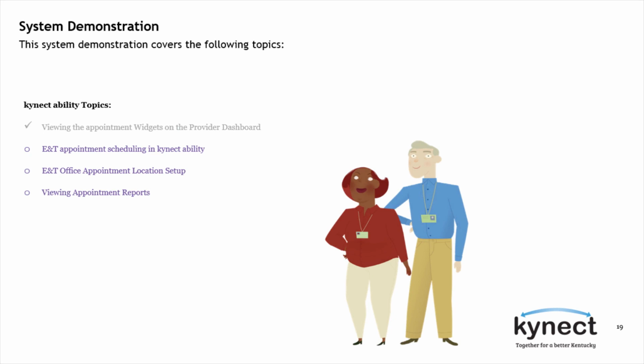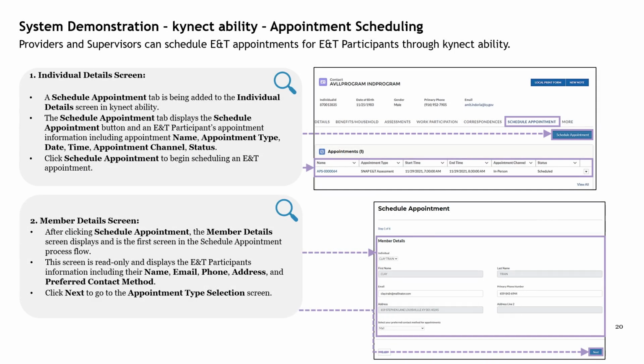Now, we shift our focus to scheduling an ENT appointment within Connectability. Providers and supervisors can now schedule ENT appointments for ENT participants through Connectability. A new Schedule Appointment tab is added to the individual detail screen in Connectability. Upon clicking the Schedule Appointment tab on the individual details screen, the Schedule Appointment screen displays the participant appointment information, including the appointment name, appointment type, date, time, appointment channel, and status.